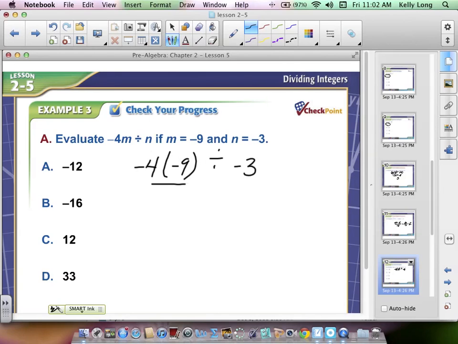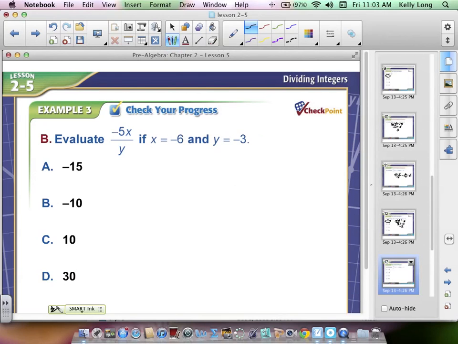Negative 4 times negative 9. Follow my order of operations. It would be multiplication and division left to right. Negative 4 times negative 9, like signs, so my answer is going to be positive. And 36 divided by a negative 3, unlike signs, so my answer is going to be a negative. And 36 divided by 3 is 12, so it's answer A. Okay, negative 12.